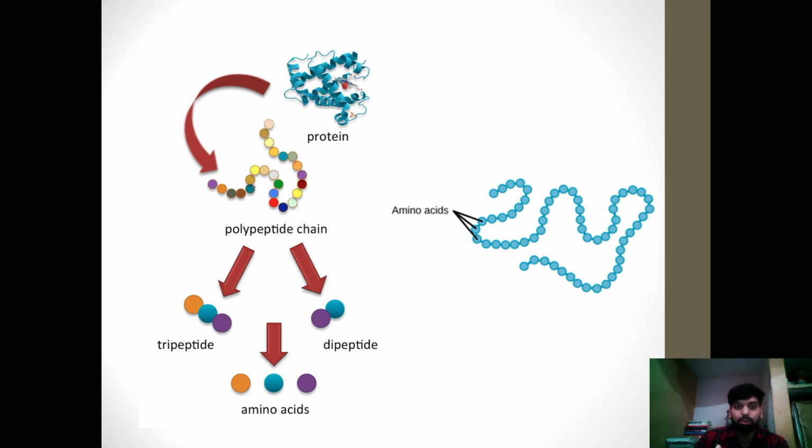But if we break the polypeptide chain, we will get tripeptides, dipeptides and amino acids. If we make a long chain of amino acids, we can form the protein molecule. So we can see that if we break the protein molecule, we will have the polypeptide chains, and if we break the polypeptide chains, we will have tripeptides or dipeptides. From that we can get the amino acids.